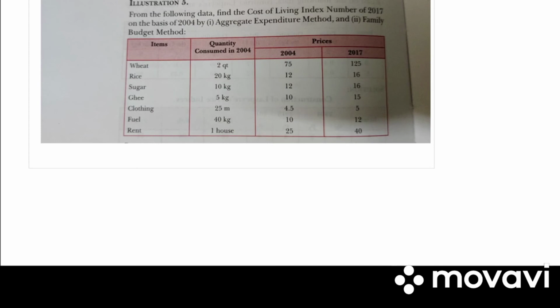Next, take down illustration 5. From the following data, find the cost of living index of 2012 on the base of 2004. We need to find it by aggregate expenditure method and family budget method. So first we have the aggregative expenditure method.